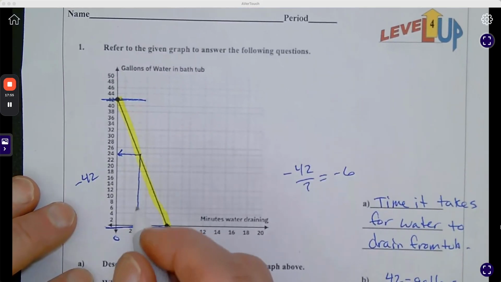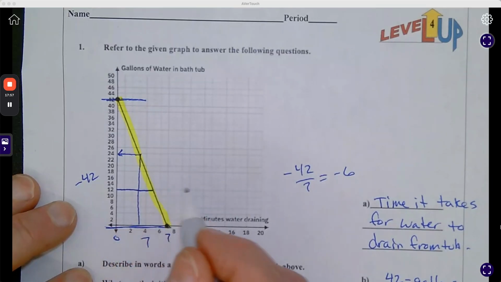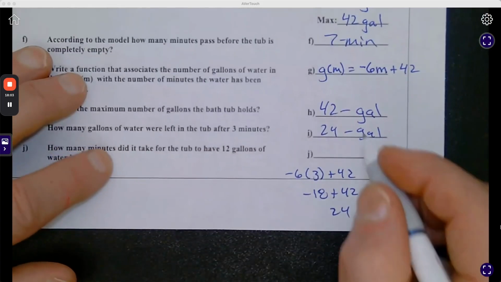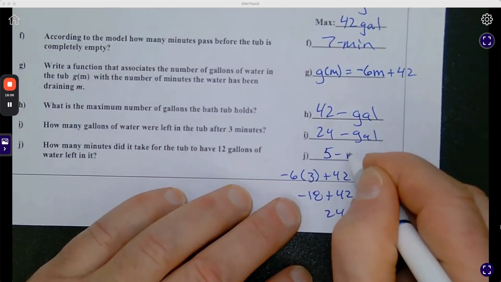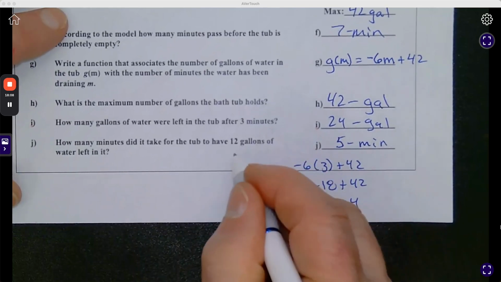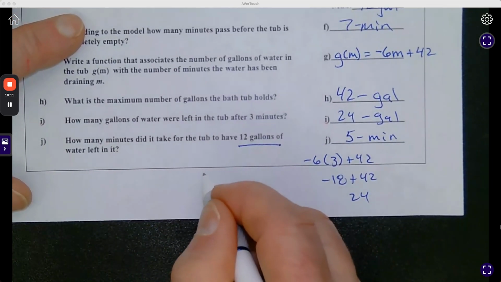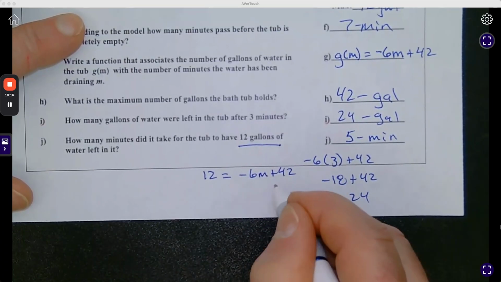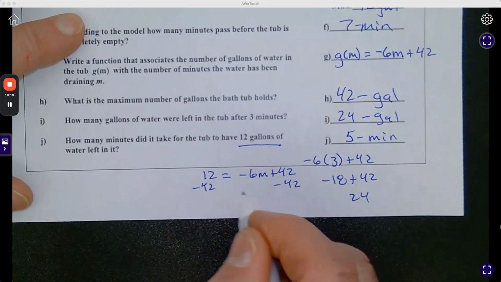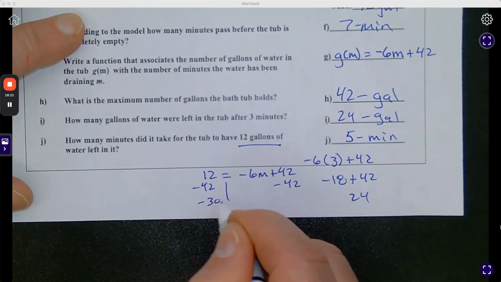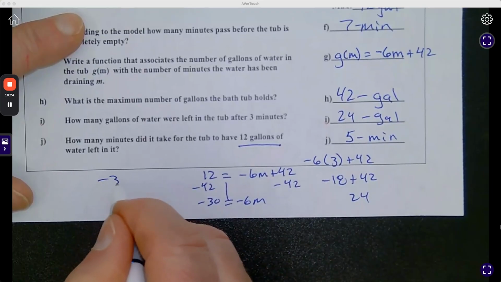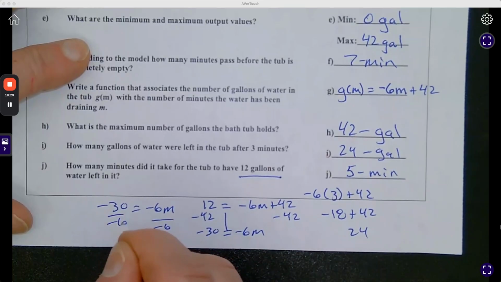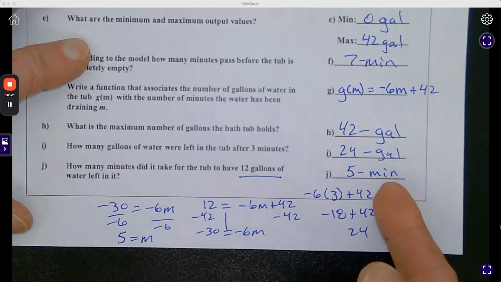How many minutes did it take for the tub to have 12 gallons of water left in it? Well, let's see if this works this way as well. Here's 12 gallons, so boom. And what is that, 5 minutes? All right, let's see if it worked. I'm going to use the model. Remember, this is your output. So g of m equals 12, and I'm going to set that equal to the model. Subtract 42 from both sides, get that constant term over there. Inverse operations. Now I'm going to divide both sides by negative 6, and I get 5. Hey, that's what we got.